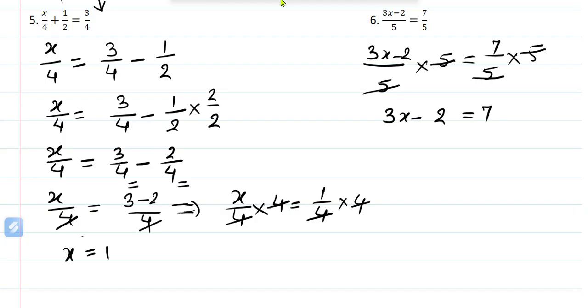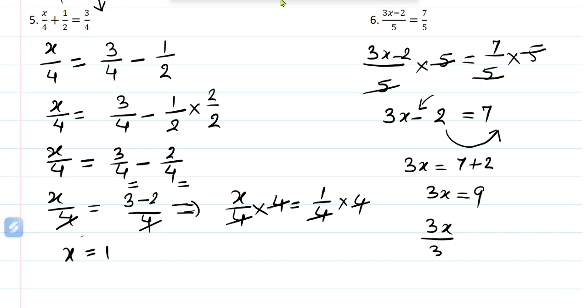Now this constant will sit to the right hand side and this minus sign will be plus. That means 3x equal to 7 plus 2. 3x is equal to 9. Now divide both sides by 3. So dividing here by 3 and dividing here by 3, 3 cancels, and then 3 times 1, 3 times 3, the value of x is equal to 3. So this is the answer.